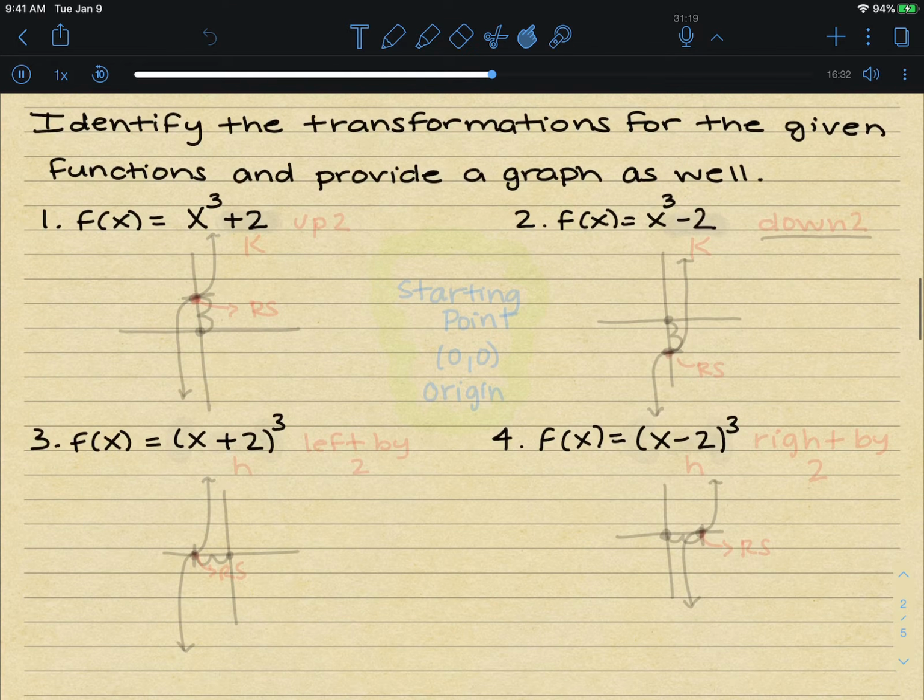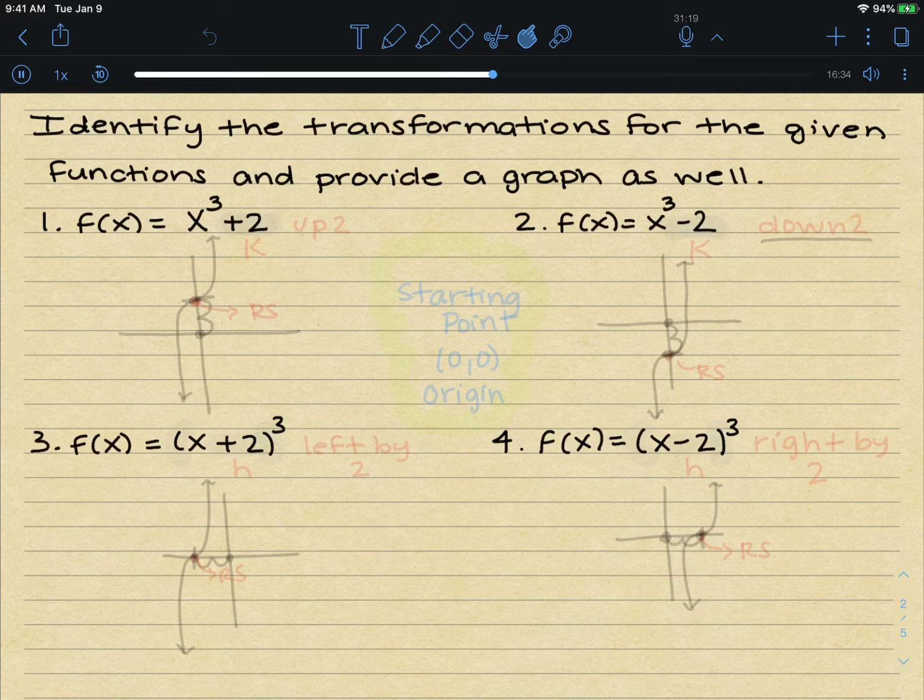Okay, I'm going to write some examples and then we'll talk about it together. So these are the 4 examples that I have for now. We want to identify the transformations for the given functions and provide a graph as well. There are a couple of differences. First off, this one is a +2, whereas this one right here is a -2. I also have a +2 here and a -2 here, but the difference between 1 and 2 and 3 and 4 is that 3 and 4 have parentheses, whereas the first 2 don't.